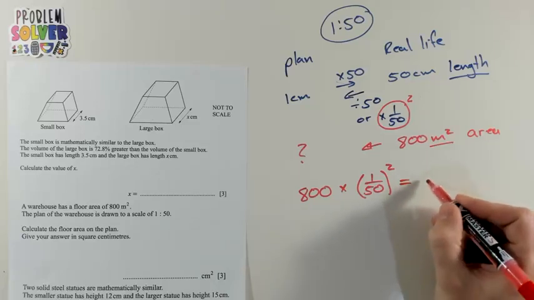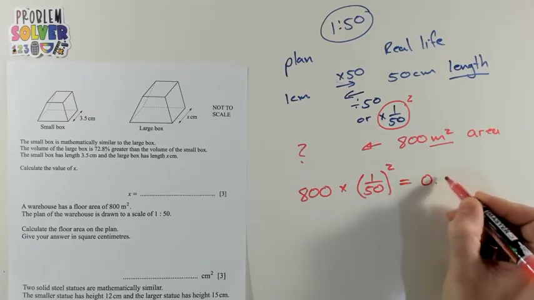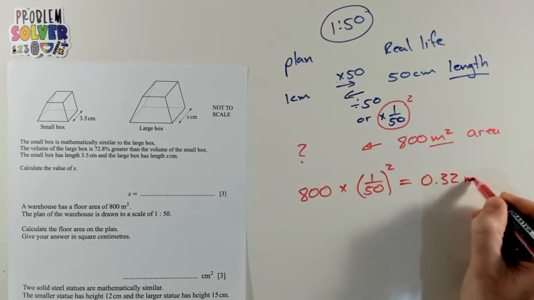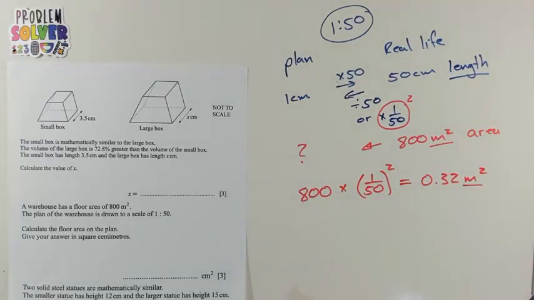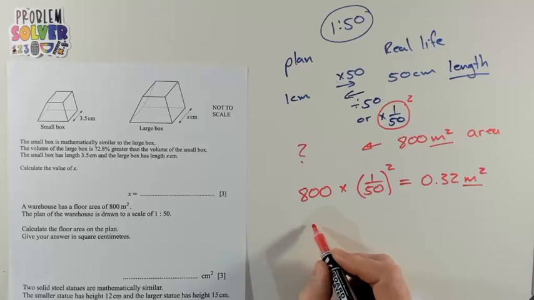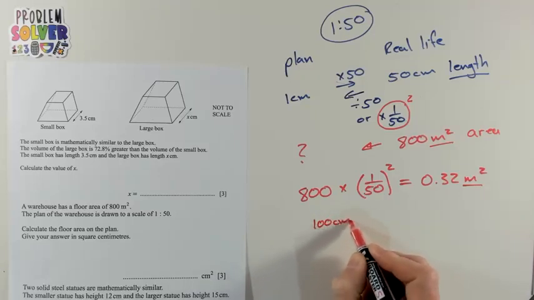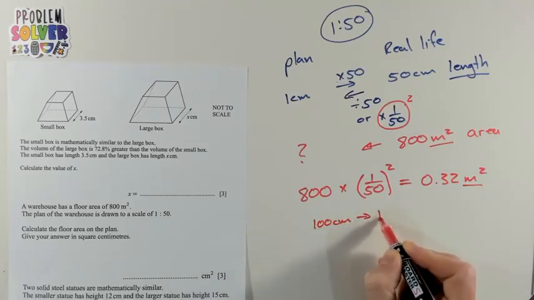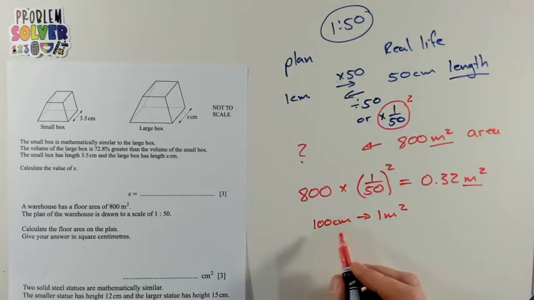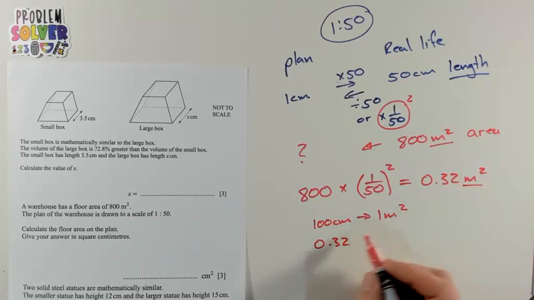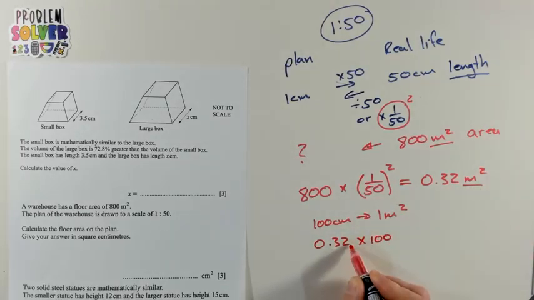And this would give me, on the calculator, 0.32. Now, this is not my final answer because I'm still in square meters. Now, there's 100 centimeters in 1 meter, so I have to convert this. This number I would have to multiply by 100. If this was meters, I'd multiply by 100 to get to centimeters.